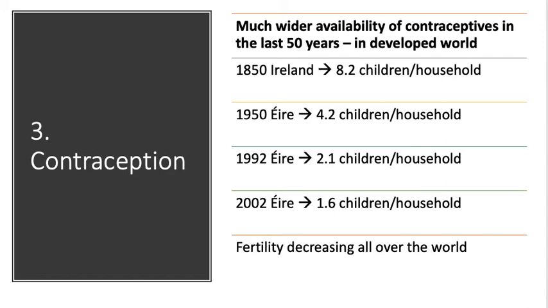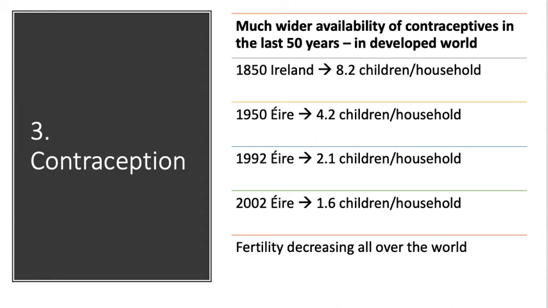Then the third factor that affects the human population is contraception. So in the last 50 years or so in the developed world, we've had much greater availability of contraceptives. Contraceptives being methods that you use to prevent conception, so methods that are used to prevent pregnancy.